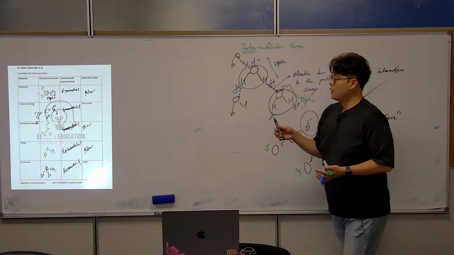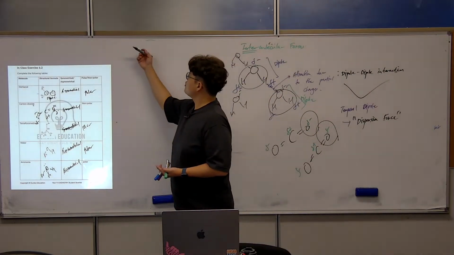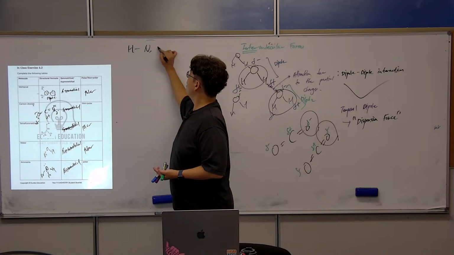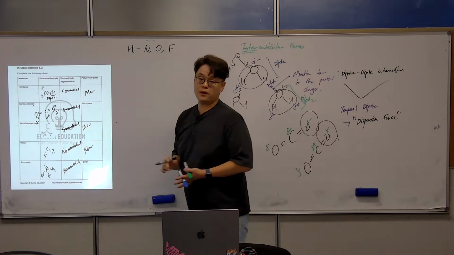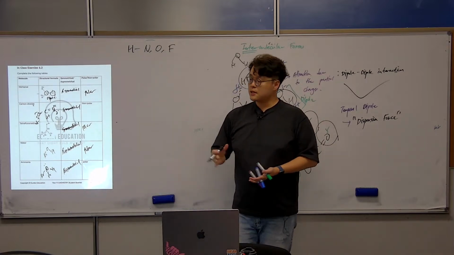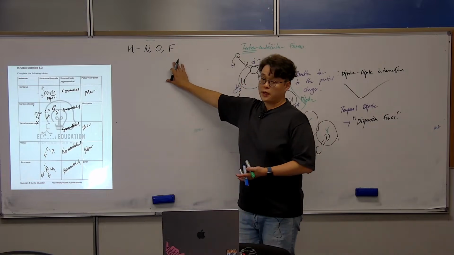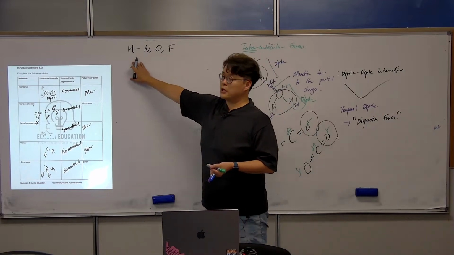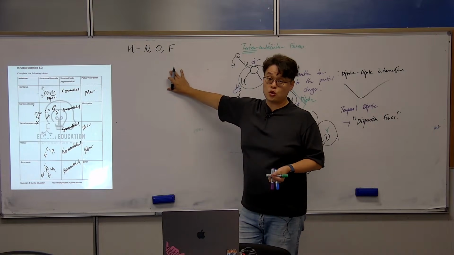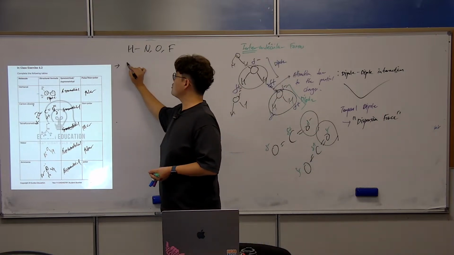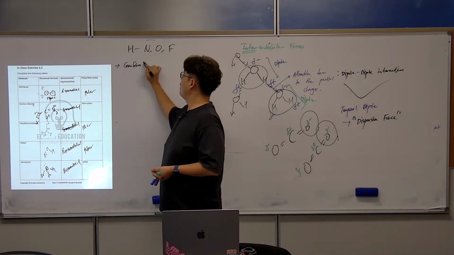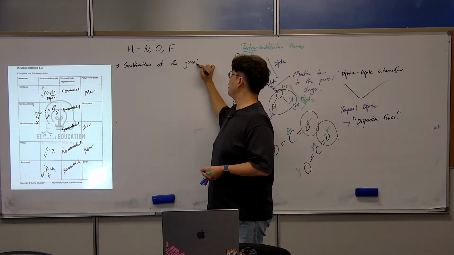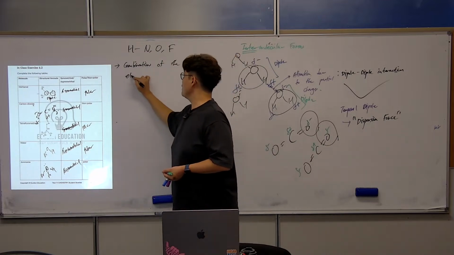Now, let us consider hydrogen again, when hydrogen forms a bond with nitrogen, oxygen, or fluorine. As I discussed, nitrogen, oxygen, and fluorine have the greatest electronegativity. So the difference between these two in terms of electronegativity would be the greatest too. So this will be the combination of the greatest electronegativity.